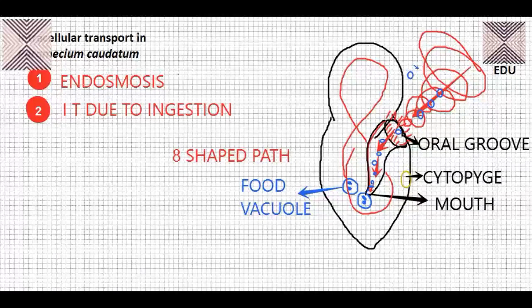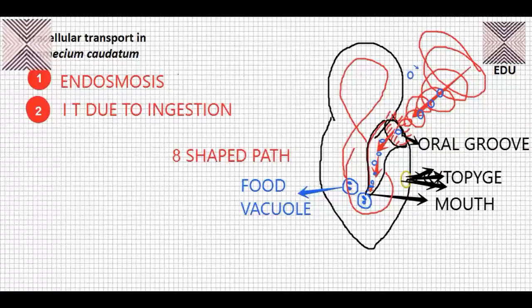So the food vacuole, after moving in the shape of 8 many times in the Paramecium, ultimately goes to the cytopyge. Now here the outermost membrane of the Paramecium, which is called the pellicle, is very thin. So this membrane breaks off, and from the cytopyge the whole of the residual material is thrown out of the body of the Paramecium. So that is the mechanism of ingestion, digestion, absorption and egestion in case of Paramecium. Now how does it happen? It is due to the cyclosis.